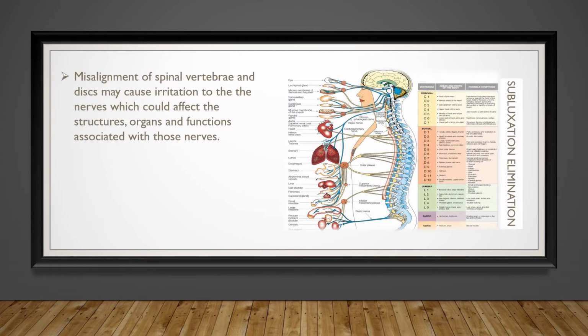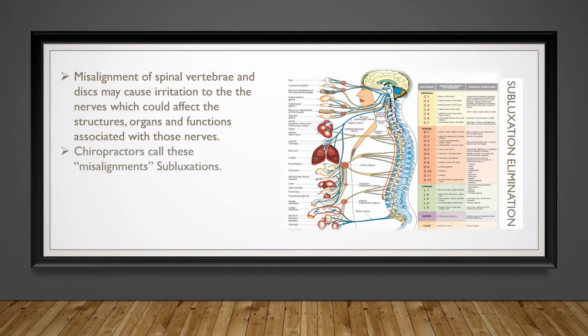Misalignments of spinal vertebrae and the discs may cause irritation to the nerves, which could affect the structures, organs, and functions associated with those nerves. Looking at the chart here, you can see where misalignments within the vertebrae putting pressure on the nerves can affect the functions of the organs. So areas within the neck may affect the thyroid gland, the upper back to the heart or the lungs, the mid back to the stomach or the liver, the lower back, the kidneys or reproductive organs. So the misalignments don't necessarily always just create symptoms externally, but can affect our body internally as well.